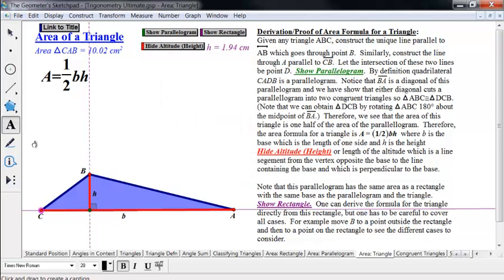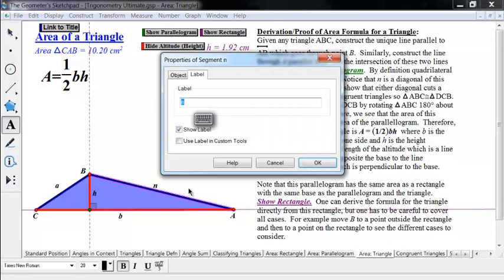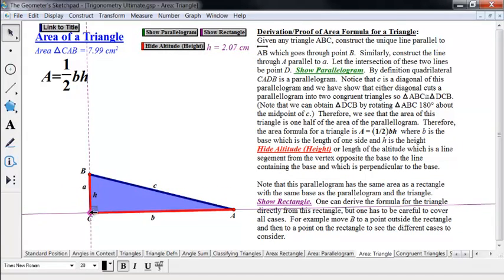Now, if you have a right angle at C, then A and H are the same. So I'll kind of label some of these. This is little a, and this is C. So notice that if it's a right angle at C, A and H are the same, and so it just becomes 1/2 A times B. But if it's not a right angle at C, then you need to compute what H is. And so there is the formula for the area of a triangle. And that's going to be useful when we start solving triangles a little bit later on down the line.